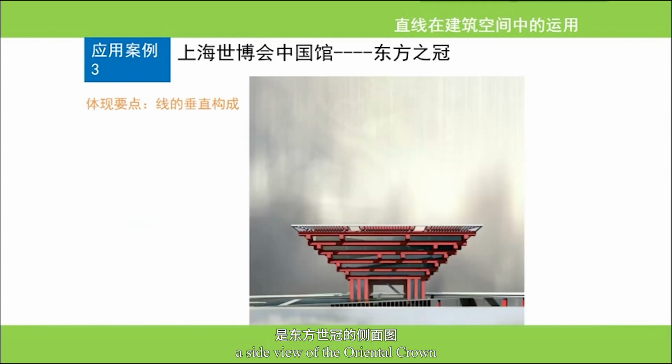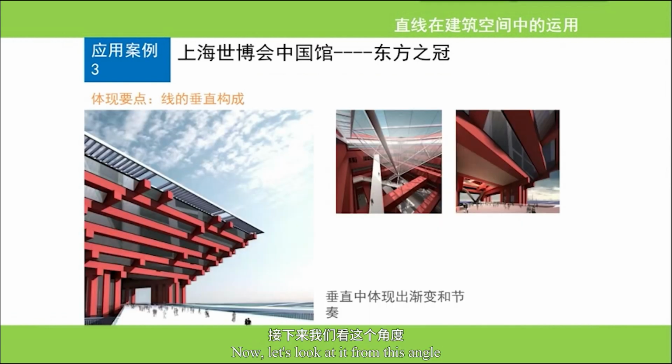This image shows a side view of the Oriental Crown. From this angle, we not only sense its solemnity, but also its layering, and the sturdy base below adds to its stability. Now let's look at it from this angle, which showcases some lively elements of the Oriental Crown. We can see that through the interplay of straight lines, it also portrays lively elements.